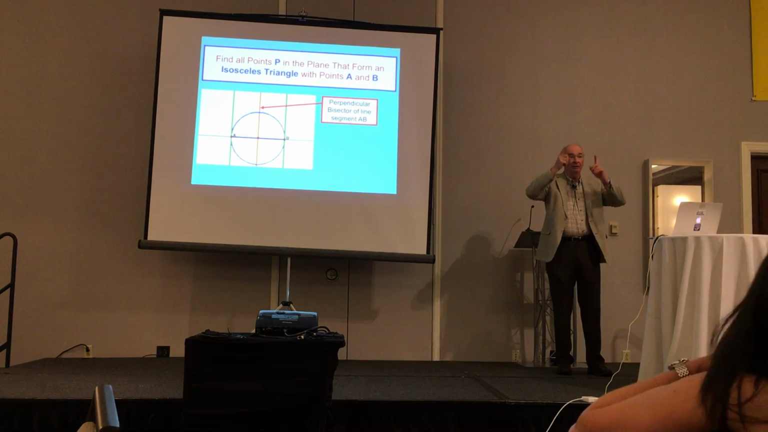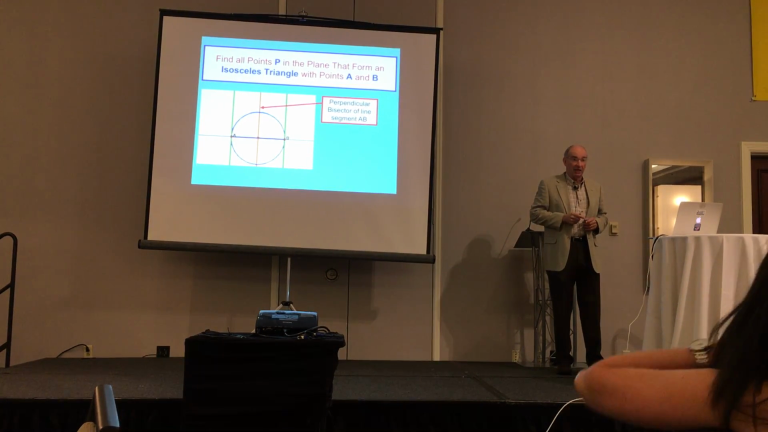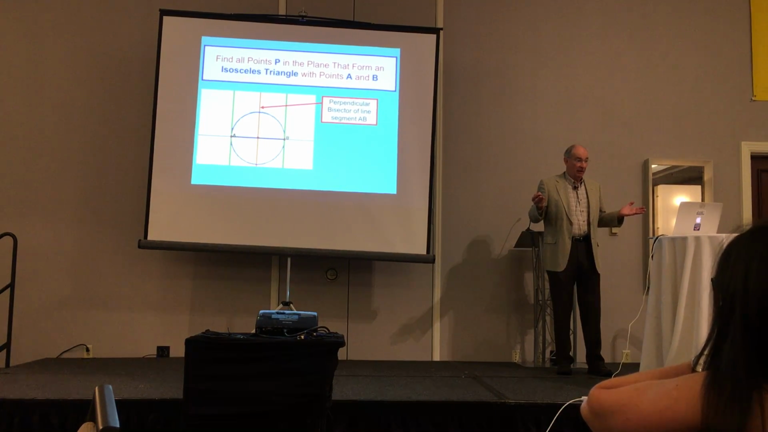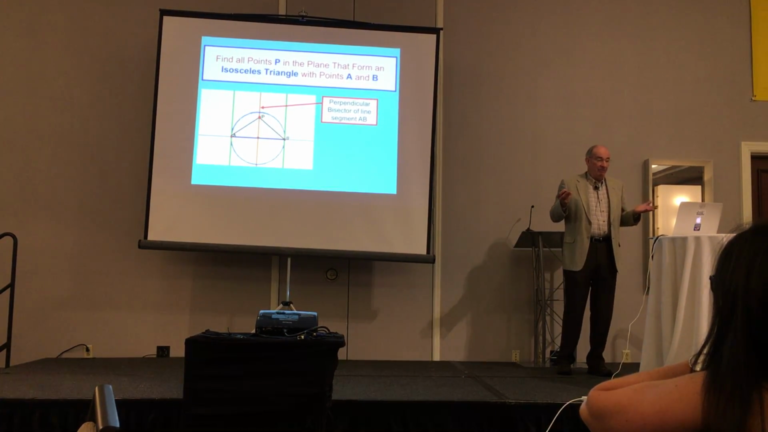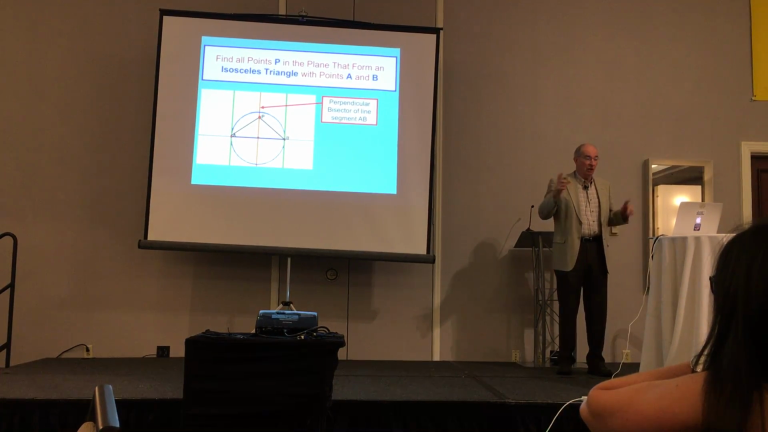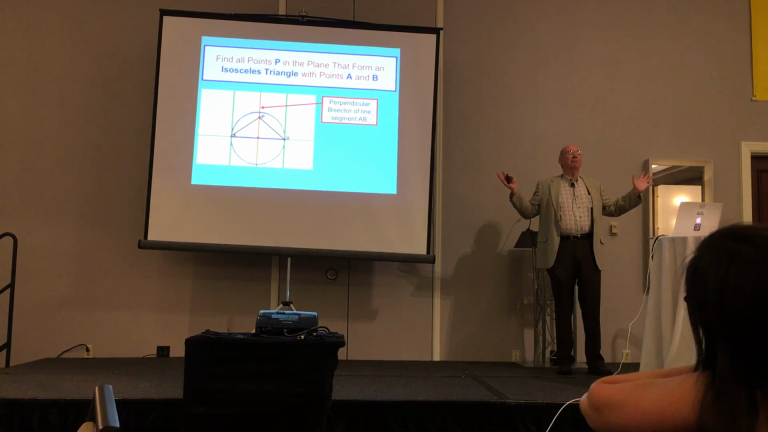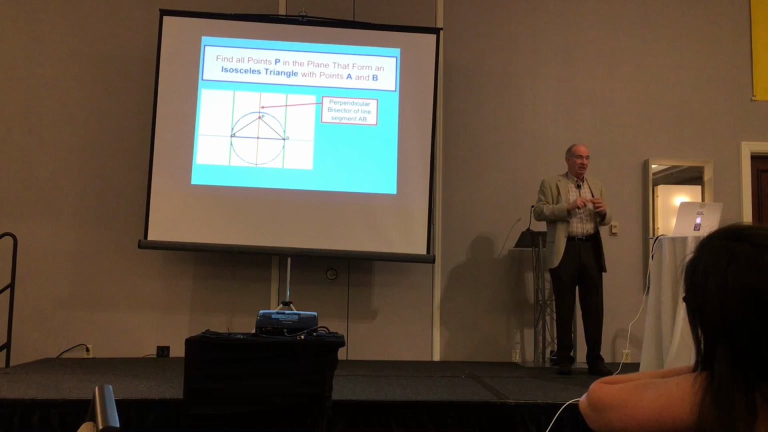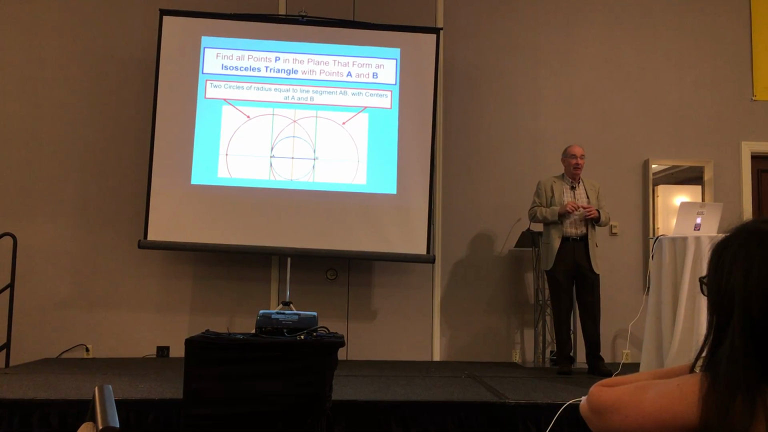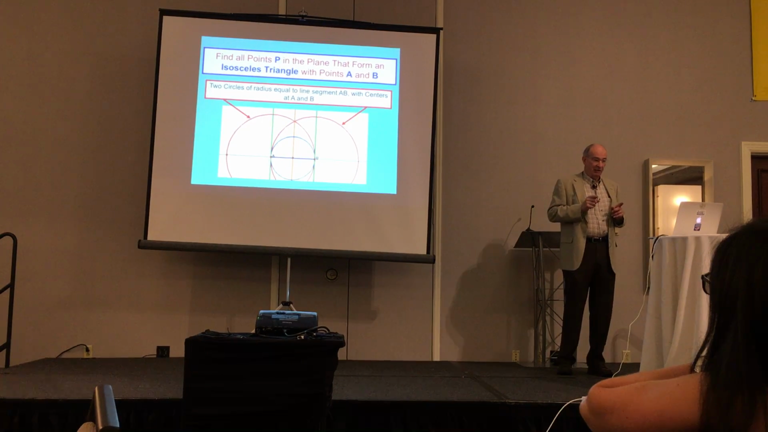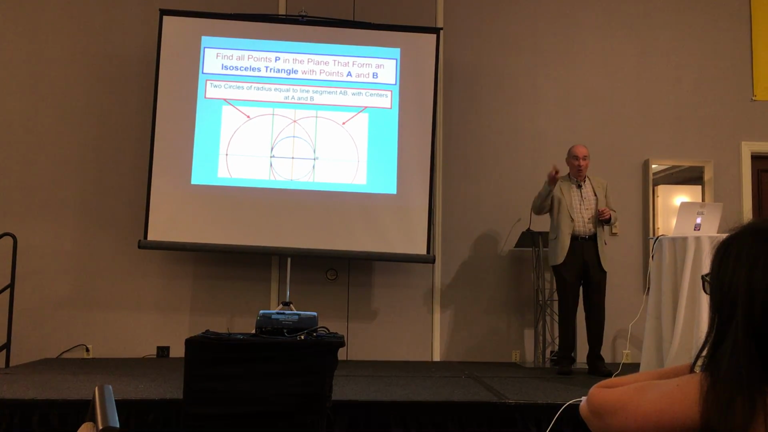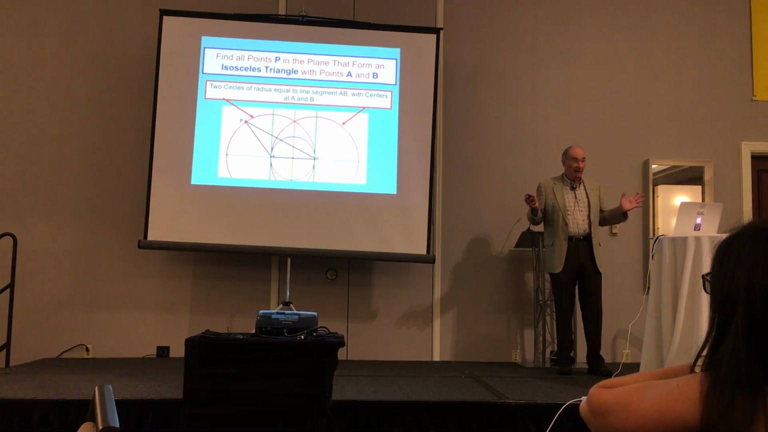Certainly any point on the perpendicular bisector of AB will form an isosceles triangle. Agree? Okay, so the triangle here, PAB, is isosceles. It's also what? Acute. Okay? Are there any other places on the plane which will form an isosceles triangle? Well, I claim if you draw a circle whose radius is AB, center in A, will be an isosceles triangle because PA is equal to PB. Agree?